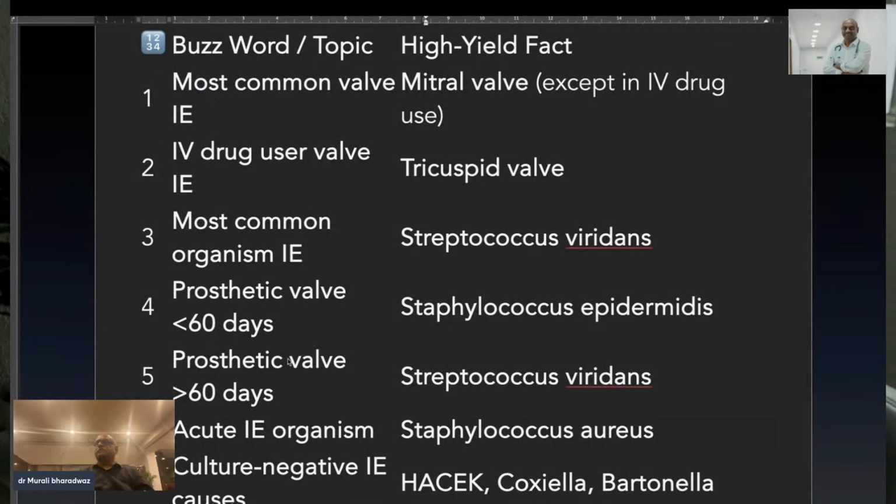Now, infective endocarditis, most common valve, mitral valve. Only in IV drug abusers, it flows through the vein and will go to the right side of the heart. So in IV drug abusers, it is the tricuspid valve.